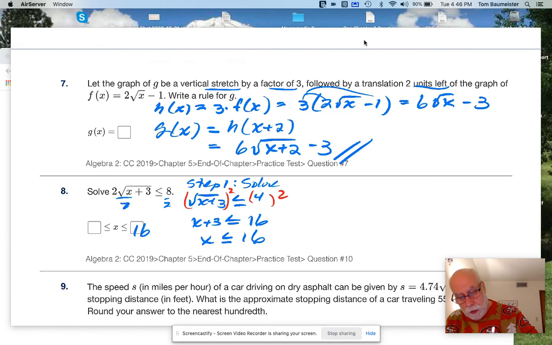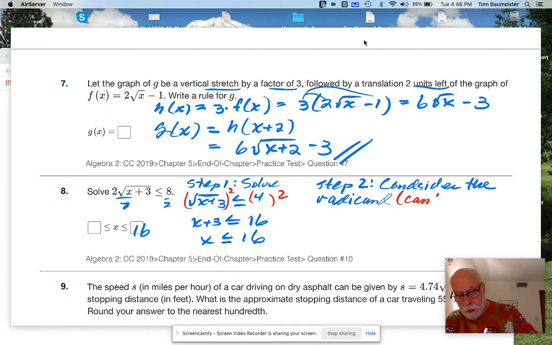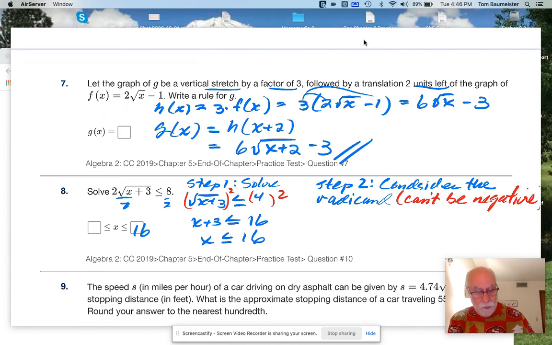So remember, our step 2 was consider the radicand. And remember, that can't be negative. So what we do is we just solve for what's underneath.